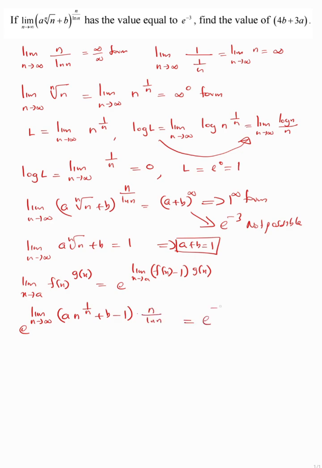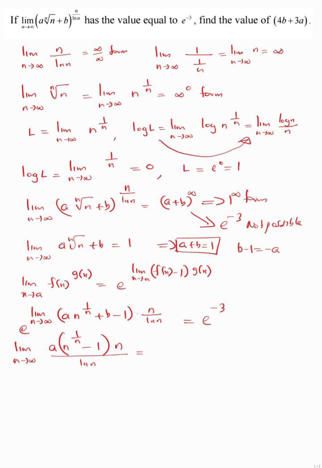Now it is given that this is equal to e raised to minus 3. So I can write limit n tends to infinity a n raised to 1 by n, we have a plus b 1. So what is b minus 1? Which will be minus a. So this b minus 1, I am replacing by minus a. Okay, so it will be like this. I hope you understood this step. It's a very easy method. Into n divided by ln n. This is equal to minus 3.